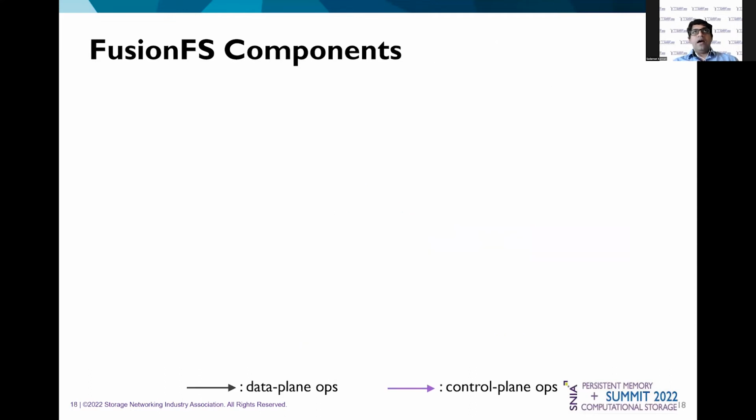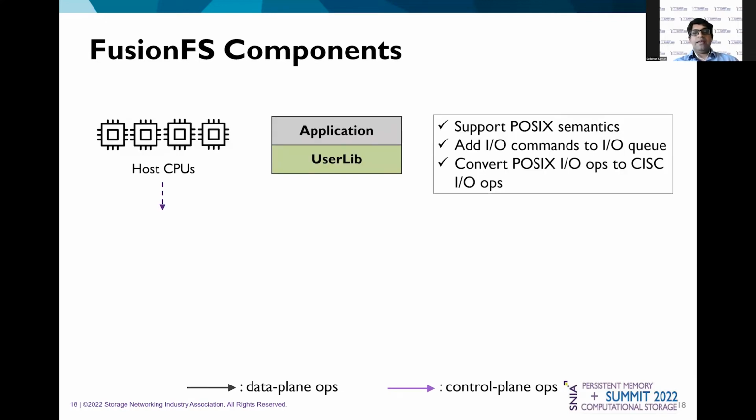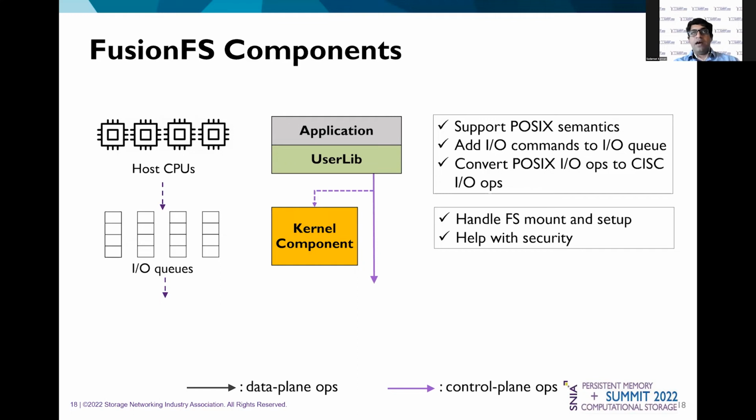To understand the possible benefits we can get from this design, we designed something called FusionFS. The basic idea is that there is an application and a user-level library. It intercepts IO operations from applications and converts them from POSIX into NVMe commands, and adds these commands to a set of NVMe IO queues. There is also a kernel component, but that's mainly for setup and security and so on. It doesn't come into the picture during data plane operation.